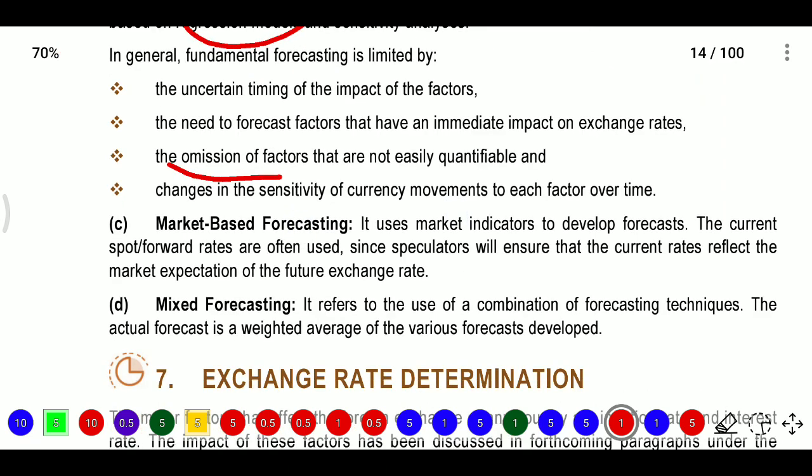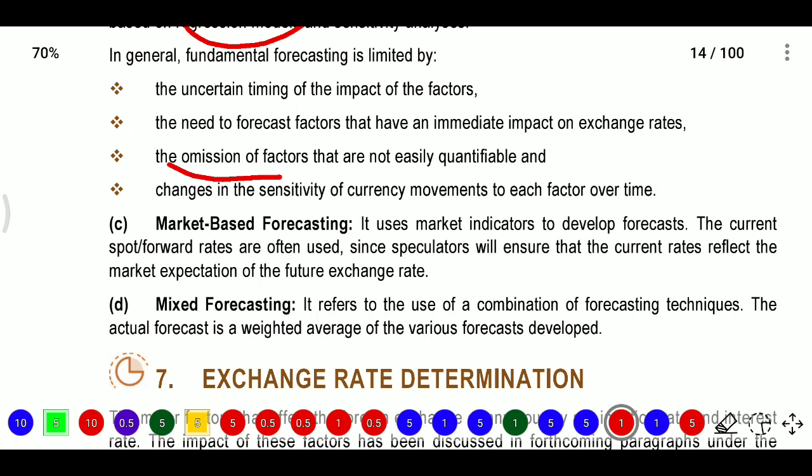So in technical forecasting we use the historical data to predict the future value, whereas in fundamental forecasting we see the relationship between the economic variables and exchange rates, and based on that we decide the rates. Next, market based forecasting. Market based forecasting uses market indicators to develop the forecast. Here the current spot rate and current forward rate are often used, since the speculators will ensure that current rates reflect the market expectation of the future exchange rate. So based on the market data they provide forecasting; it is known as market based forecasting.